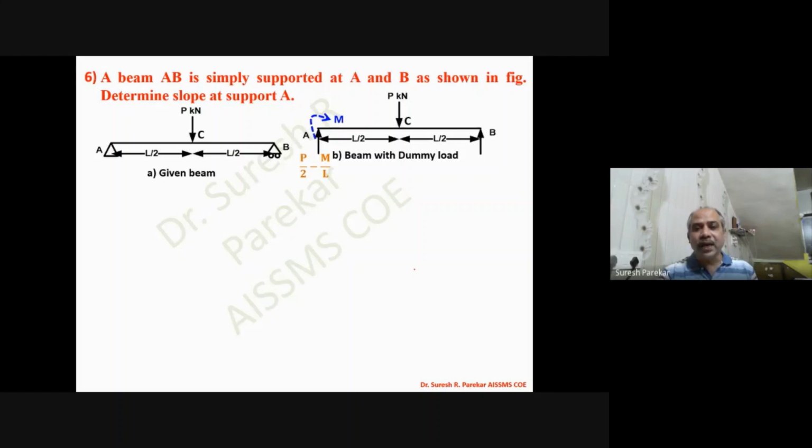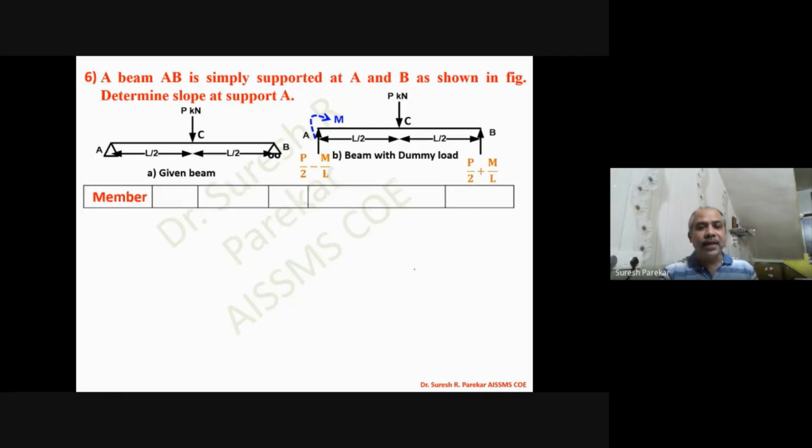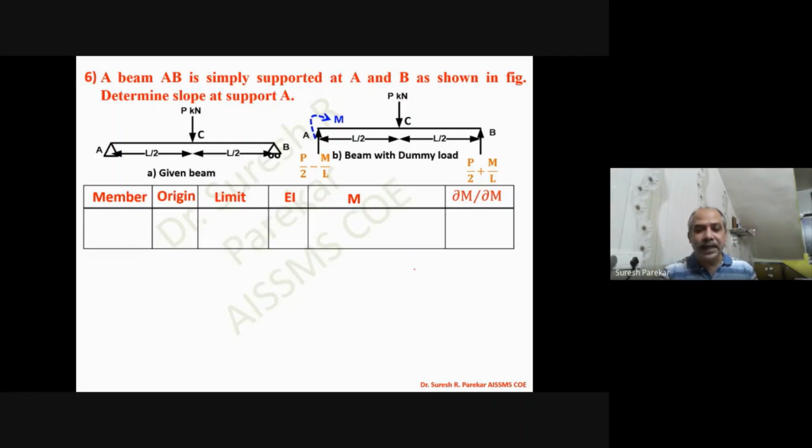So we have calculated reactions. So RA, we will get P by 2 minus M by L, and RB, we will get P by 2 plus M by L. And then we have to go in the same fashion. So we have here da by M by da by M. And then we have to write down, now A to C and B to C are not the same, because in A to C we have M there, B to C we do not have M over there. So we have to write two regions separately, and those two regions we have mentioned here.